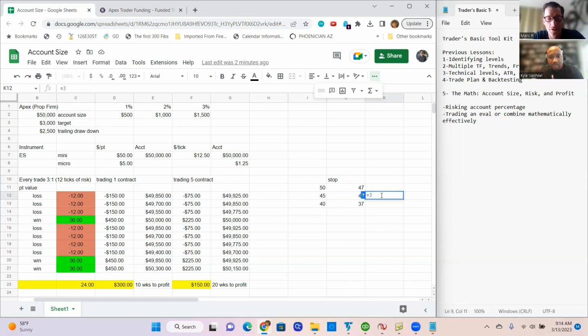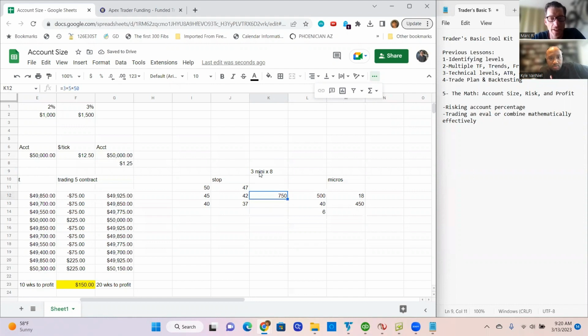Here's 3 contracts times what would be an average of 5 points times $50 a point is $750. If you're risking 1% of your account, which is $500, you need to do a little math here. So this is a way in which you can utilize the micros. Okay, so there's going to be that 750. That's how much you're going to risk on a trade.